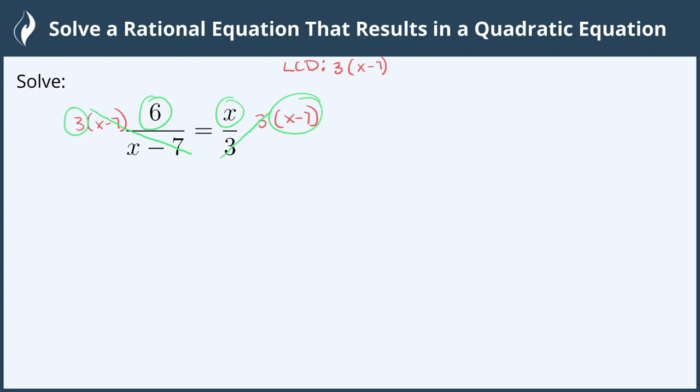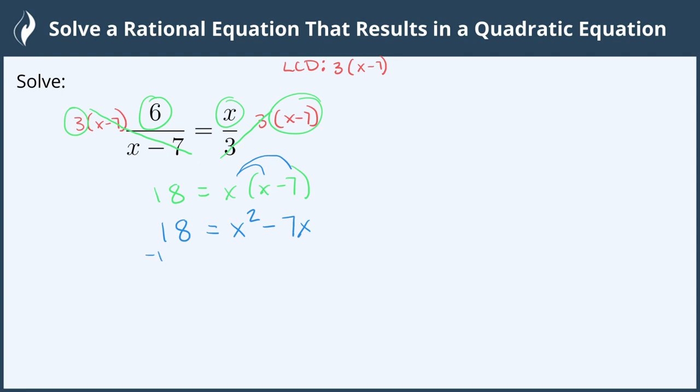So on the left-hand side, 3 times 6 is 18. On the right-hand side, we have x times x minus 7. And to continue solving, we'll need to use the distributive property. So we get 18 equals x squared minus 7x. Now, because we have multiple terms with x in them, we can't isolate it yet. So we'll have to get all of the terms to one side.